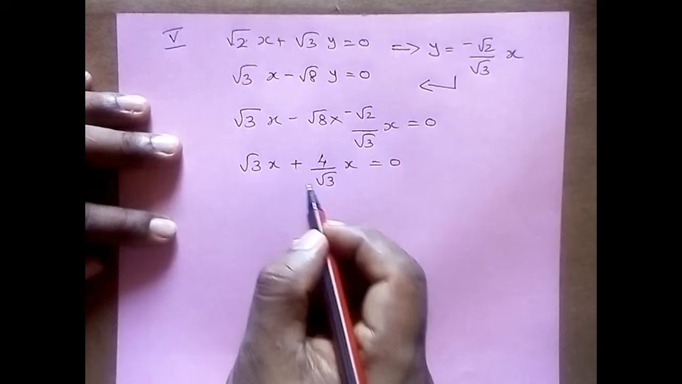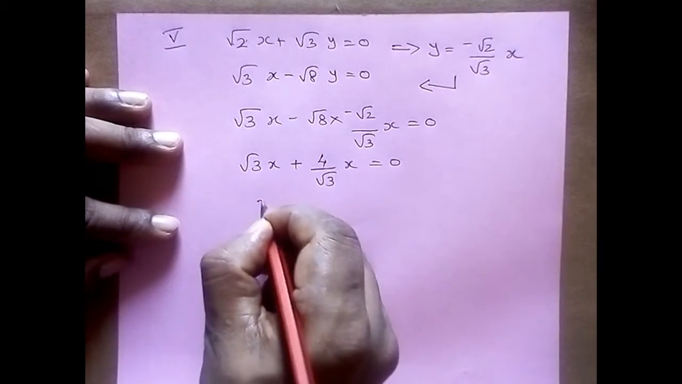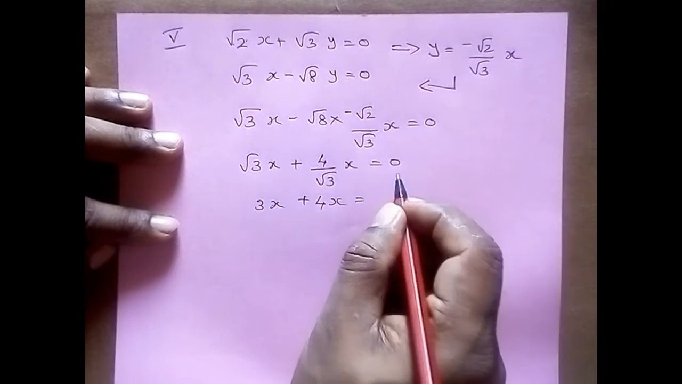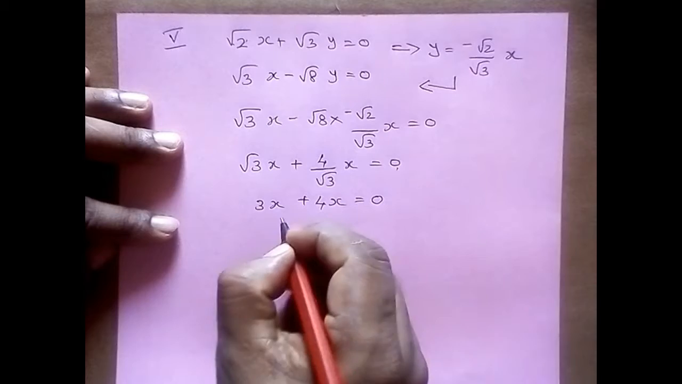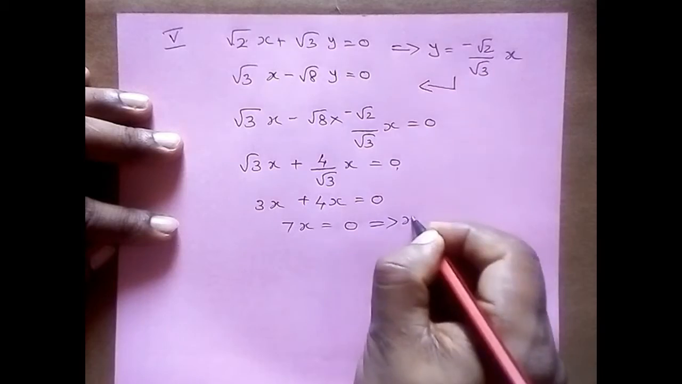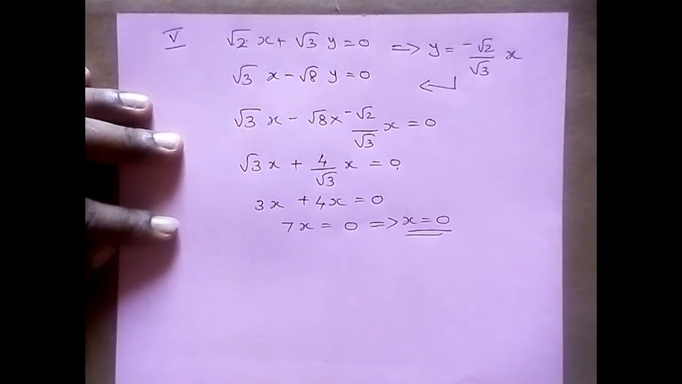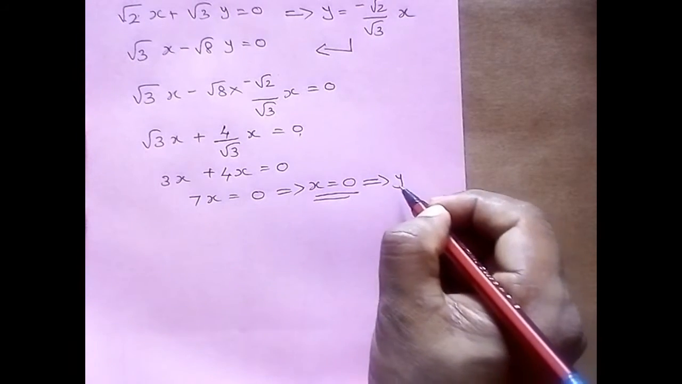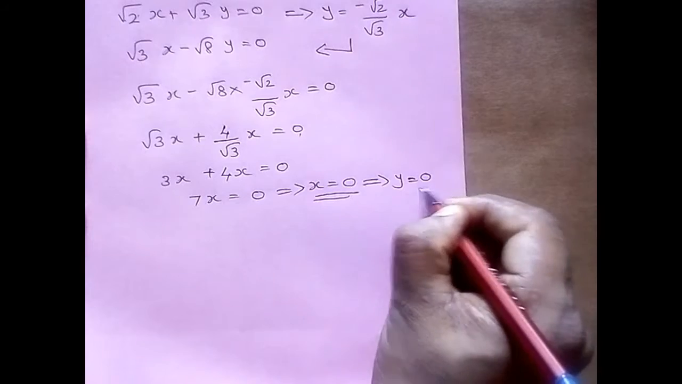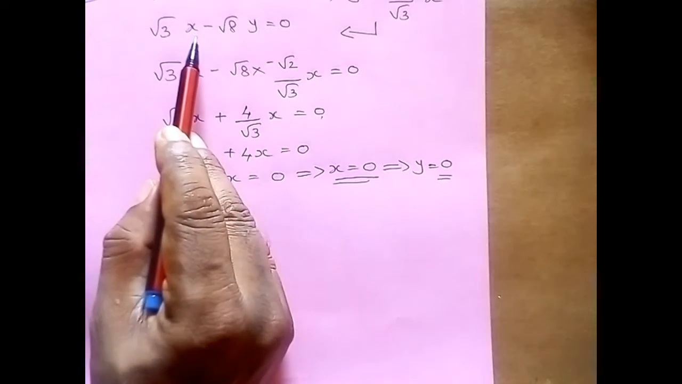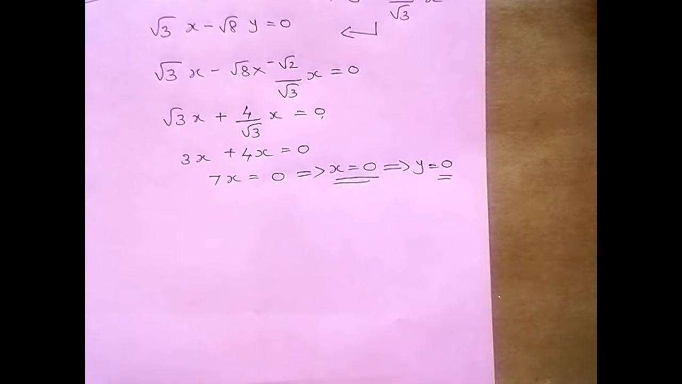We will multiply throughout with root 3. So root 3 into root 3 is 3x, plus root 3 getting cancelled here, 4x is equal to 0 into root 3, 0. 3x plus 4x is equal to 0, 7x is equal to 0, which means x equal to 0. And when x is equal to 0, y is equal to minus root 2 by root 3 into x, so y also equal to 0. So x is equal to 0 and y is equal to 0. That is the solution for this particular pair of linear equations.